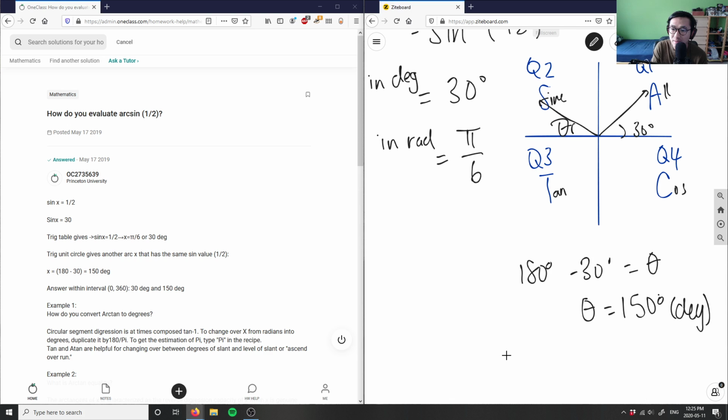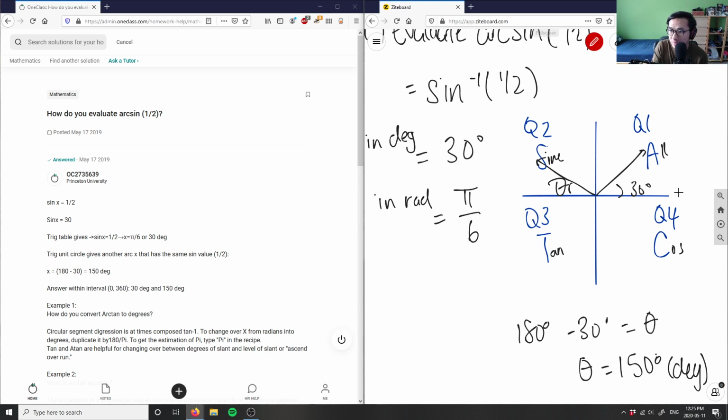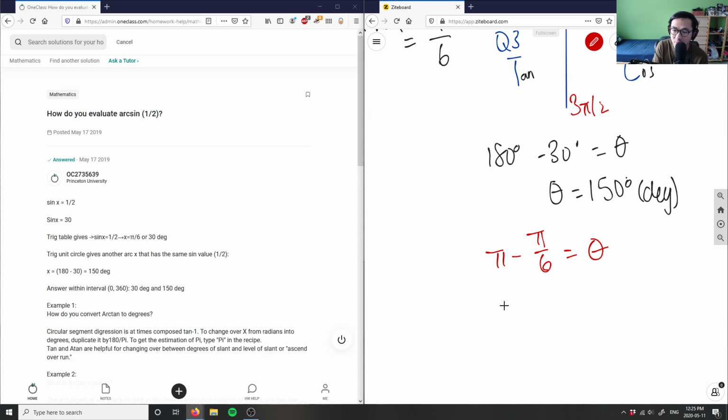If I was working in radians, I'm going to do this in red. This is 0 and 2 pi. This here is pi over 2, this is pi, and this is 3 pi over 2. So in radians, pi minus pi over 6 equals theta. I can write this as 6 pi over 6 minus pi over 6, which equals theta. So theta here is 5 pi over 6. This is also my solution.